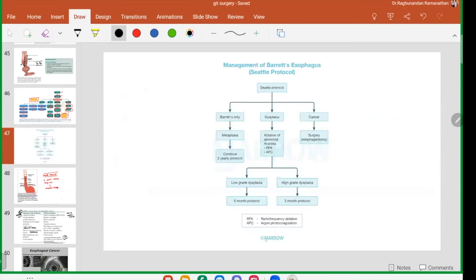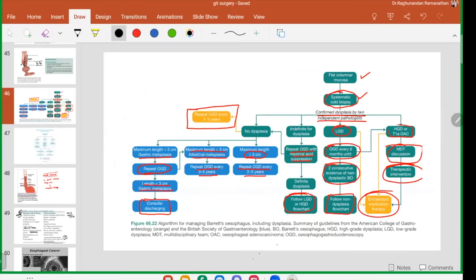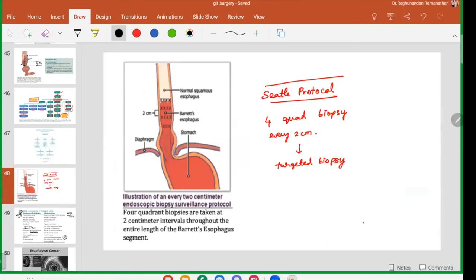And see this, management of Barrett's esophagus, I wanted to add some more points. So you have your Seattle protocol, isn't it? In the Seattle protocol, we have a step in management. This is your Seattle protocol: four quadrant biopsy every 2 centimeters you have to take.